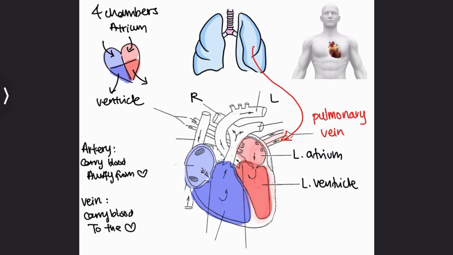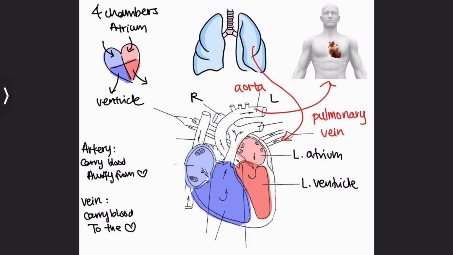So it gets pumped, boom, out of the left ventricle through this big vessel. Now, this vessel which pumps blood away from the heart has got to be an artery, isn't it? This one is actually the largest artery in your body. It's called the aorta, and it pumps blood to the rest of your body.